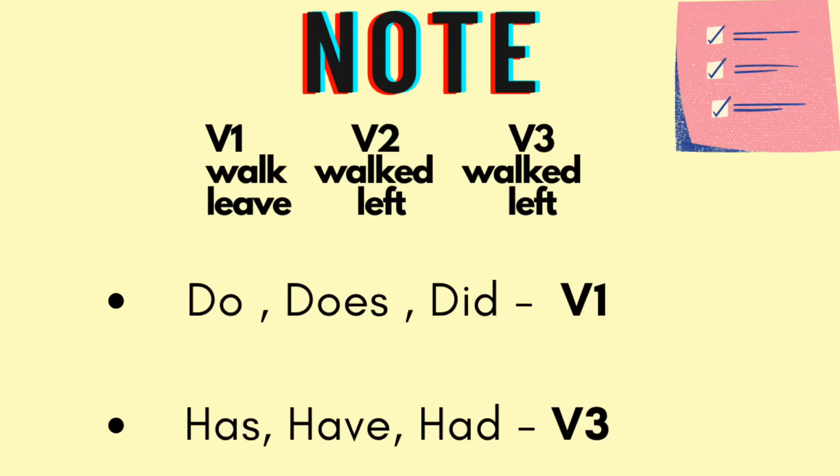With do, does and did, we use first form of the verb, that is leave or walk, and with has, have and had, we use third form of the verb like walked or left. With 3 D's like do, does, did, we use first form of the verb, and with 3 H's, we use third form of the verb. So remember this.